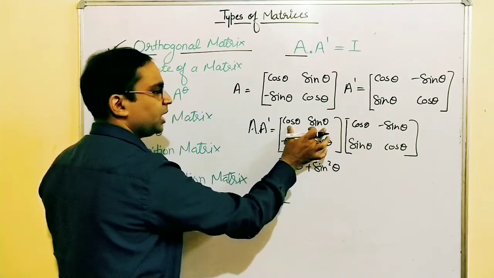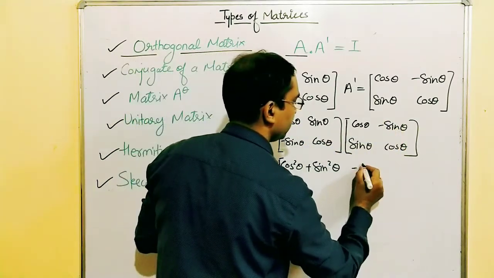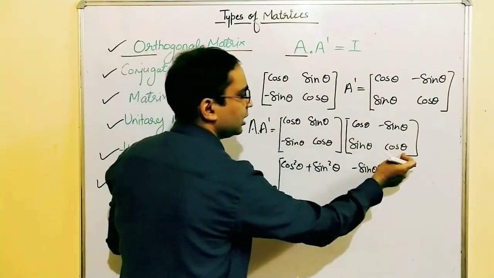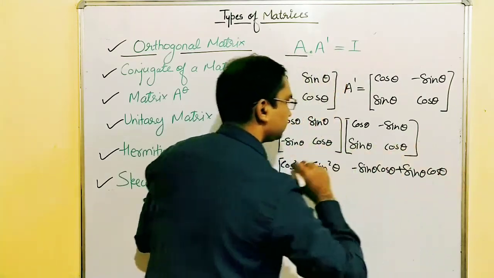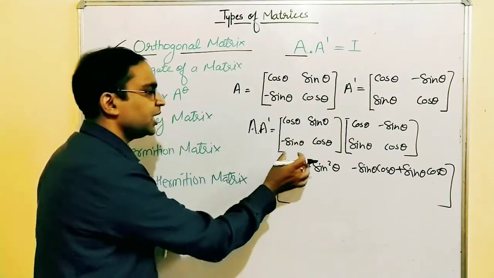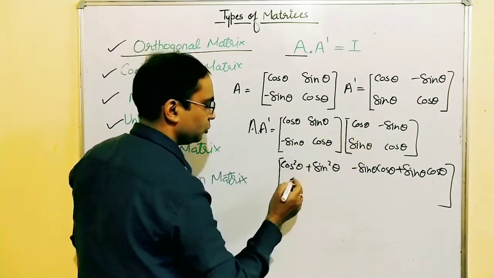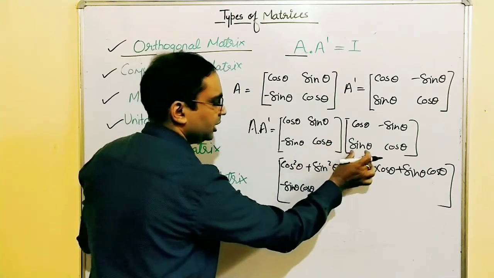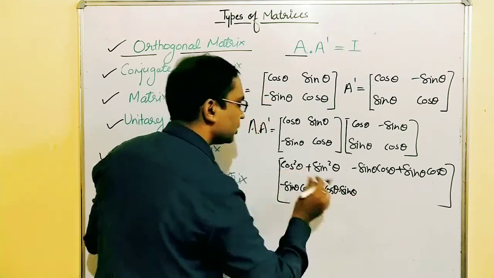Next we'll multiply the first row with the second column. So we have cos theta into minus sin theta, this is minus sin theta cos theta, and then we have sin theta and cos theta, so this is plus sin theta cos theta. So this is the second element of the first row. Now let's multiply the second row with the first column to obtain the next element. So this is minus sin theta into cos theta, plus cos theta into sin theta.